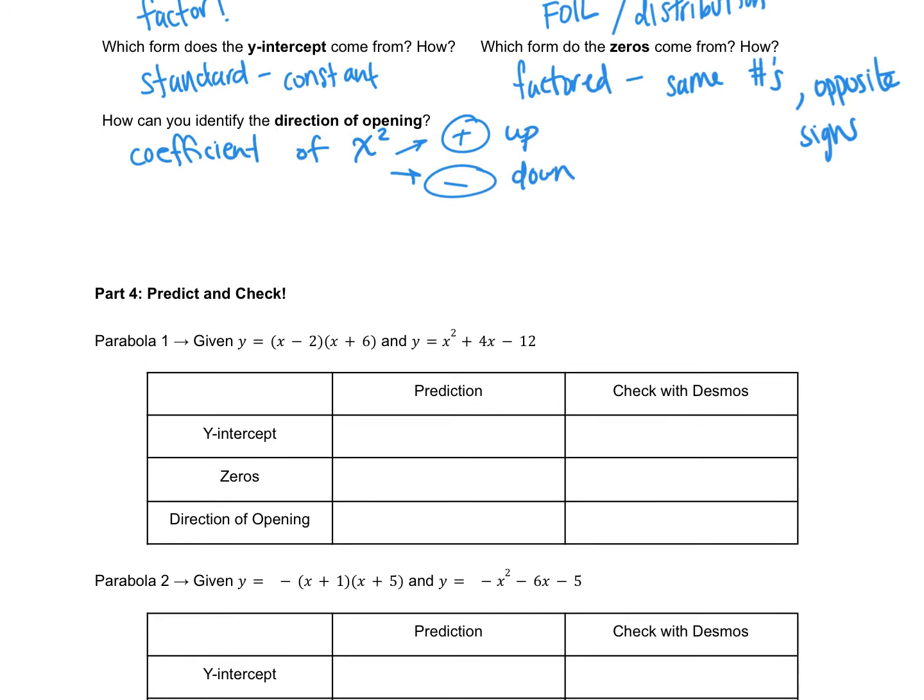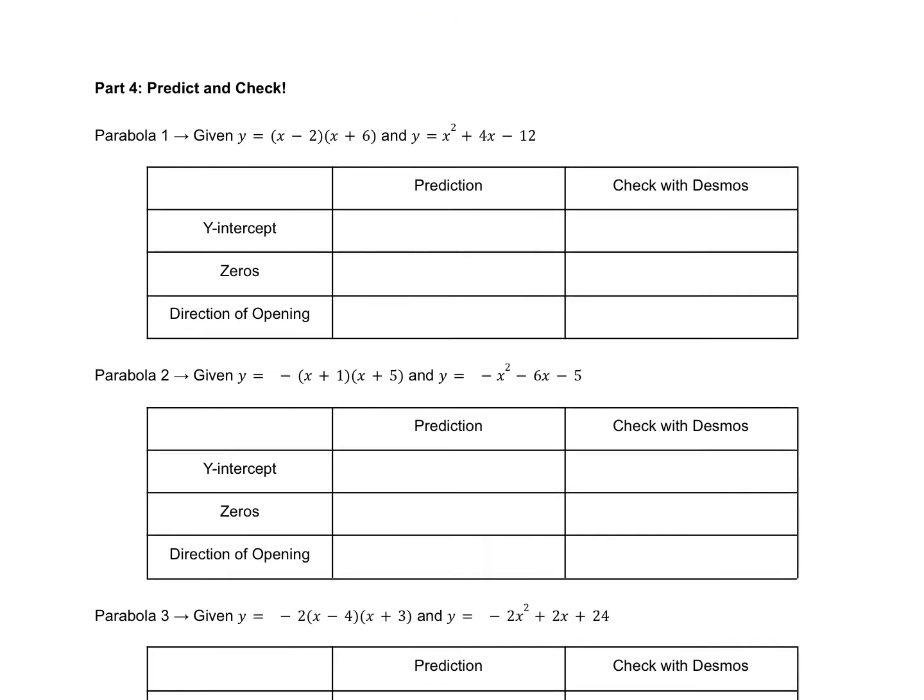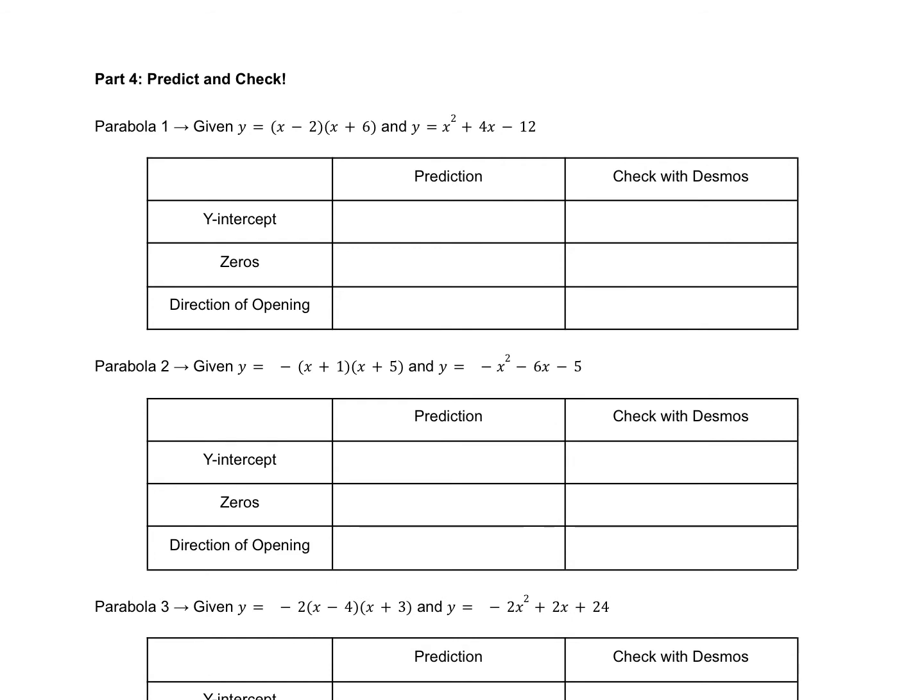All right. Let's make some predictions. So parabola 1 is y equals (x - 2)(x + 6), and then y equals x squared plus 4x minus 12. For our y-intercept, our prediction would be, well, it's probably related to the constant. The constant is negative 12. So (0, -12). The zeros come from the factored form, but we take the opposite sign. So if it says minus 2, it's going to be (2, 0). If it says plus 6, it's going to be (-6, 0).